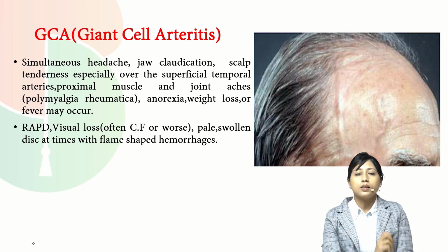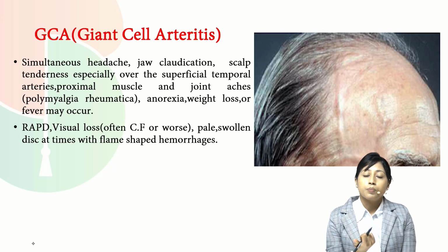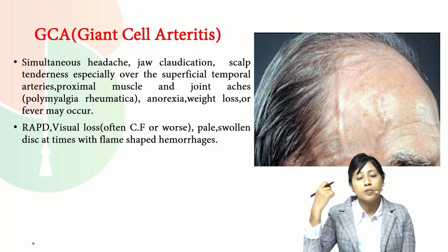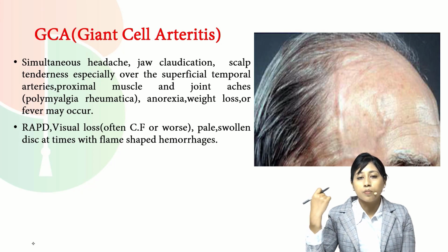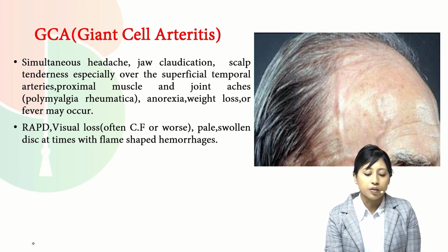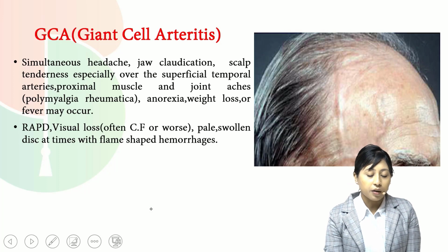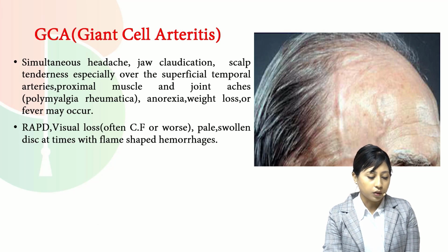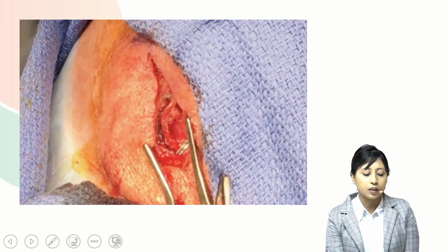So we know giant cell arteritis means the patient presents with simultaneous headaches, jaw claudication, tinnitus, and scalp tenderness, and there will be so much tenderness that they won't be able to comb their hair. They are also associated with anorexia, weight loss, fever. There will be Cotton wool hemorrhages in the disc. There will be a pale, swollen disc at times. Okay, and in giant cell arteritis, we take the temporal artery biopsy. So we have to take the temporal artery biopsy to confirm the diagnosis.